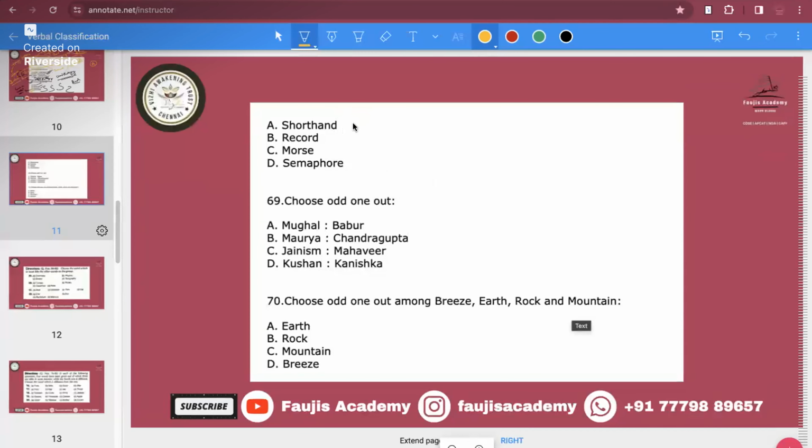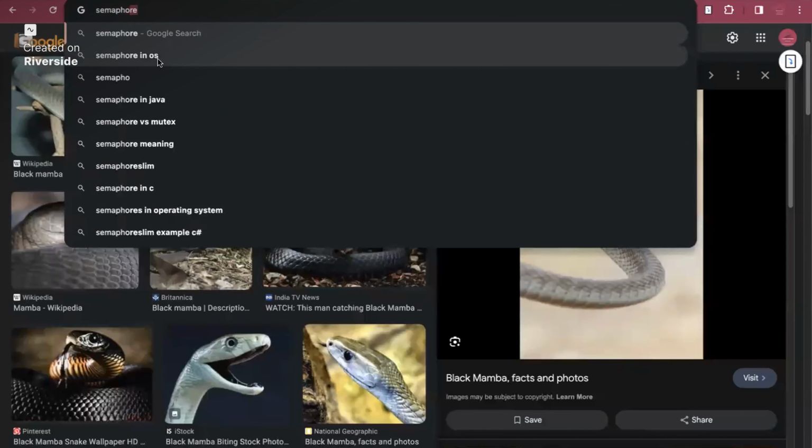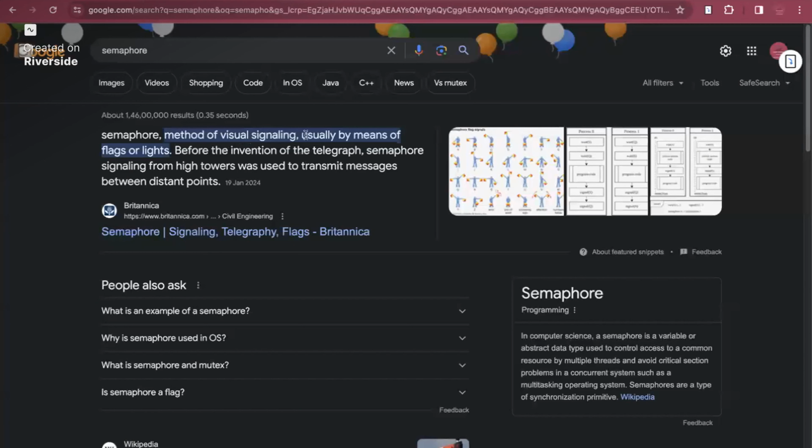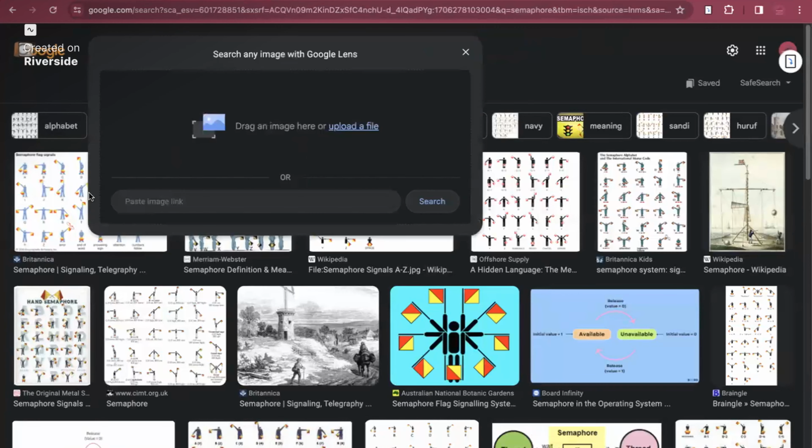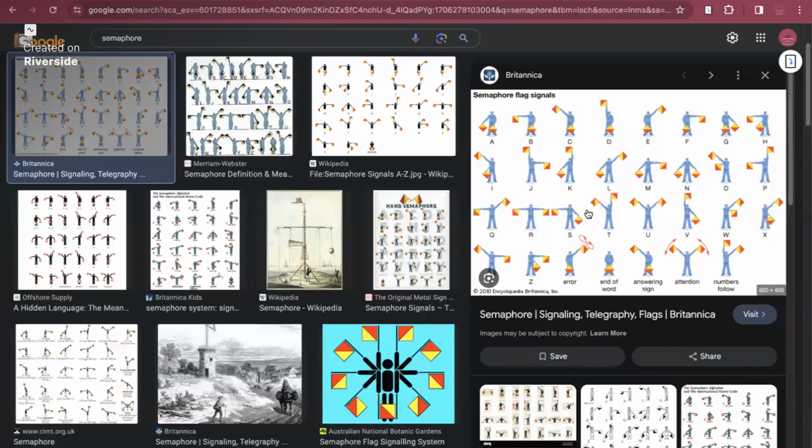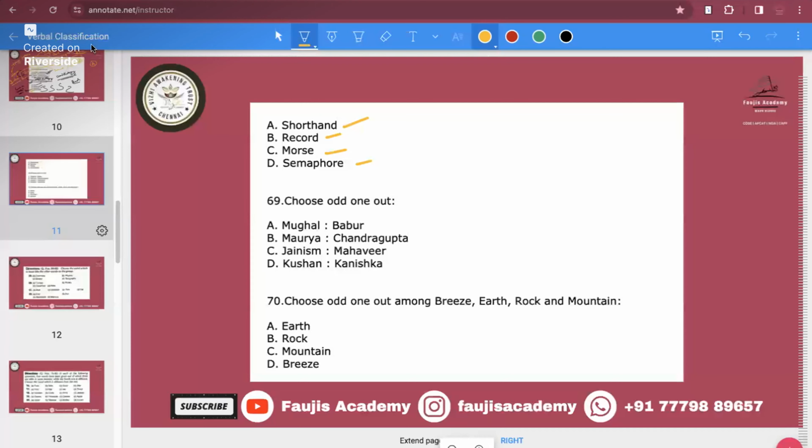Shorthand, record, Morse, semaphore. What is semaphore? Guys, what is semaphore? A method of visual signaling by means of flags and lights. So this is your semaphore, using all these flags to give some sort of signals. So it's a kind of signal using flags.